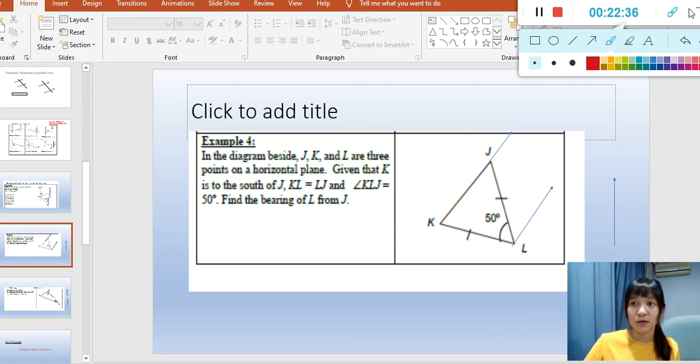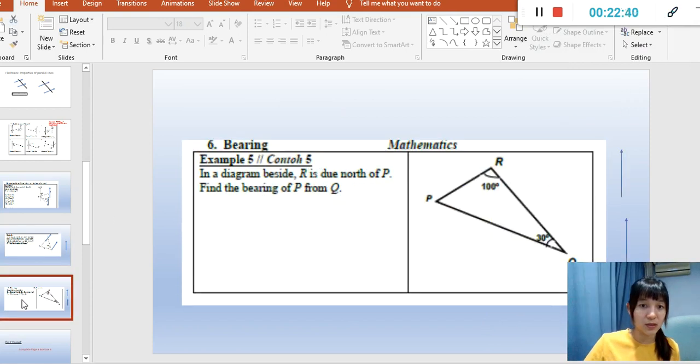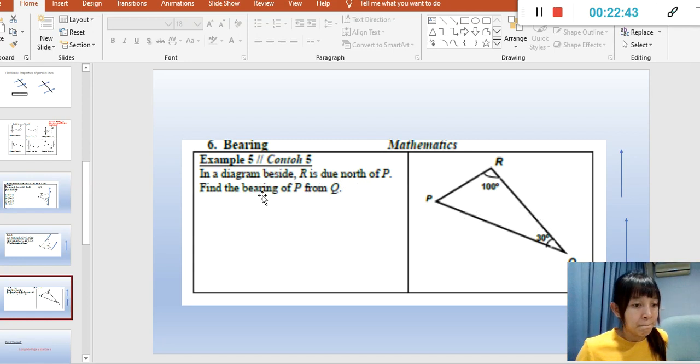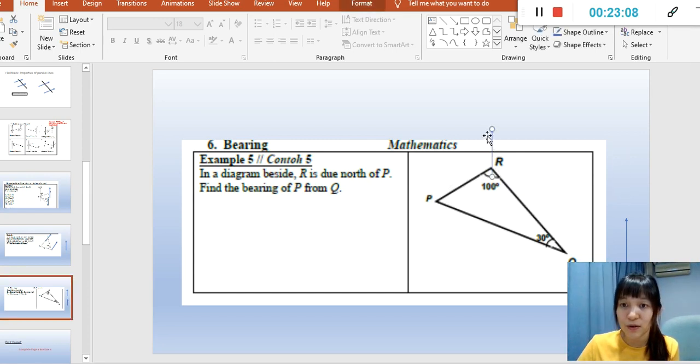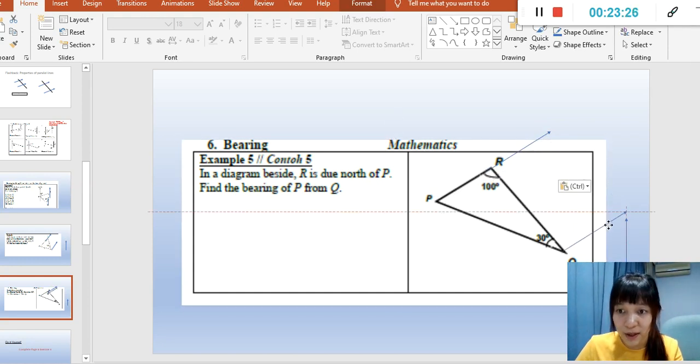Okay, erase all. Okay, next one here. Example 5 now. In the diagram, R is due north of P. What do you understand here? R is at the north of P. Meaning this line is pointing towards north. Understand? R is at the north side of your P, meaning this direction is pointing towards north. Okay. So I draw the north line for all the points.